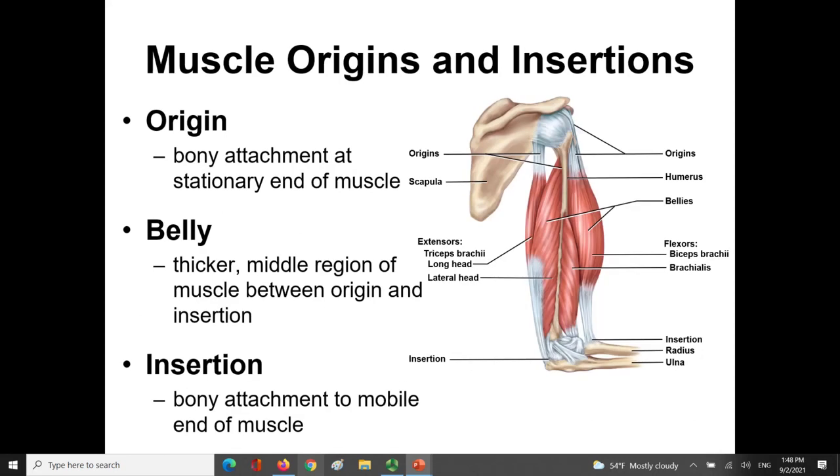Okay, and now we're going to talk about origins and insertions. An origin is the bony attachment at the stationary end of the muscle. The insertion is the bony attachment to the mobile end of the muscle. And in the middle, you have what's called the belly, which is the thicker middle region of the muscle between the origin and insertion. So each muscle has a point of origin and a point of insertion.